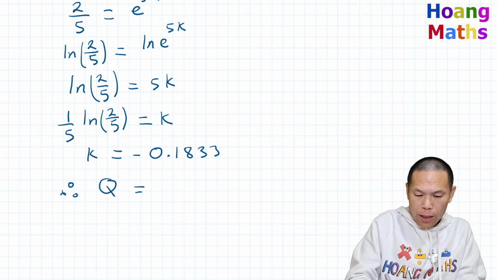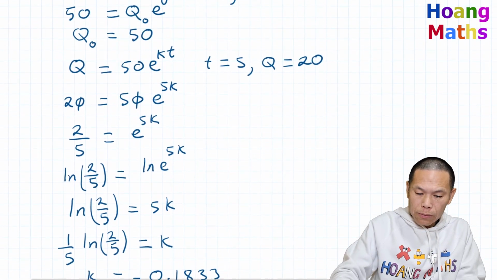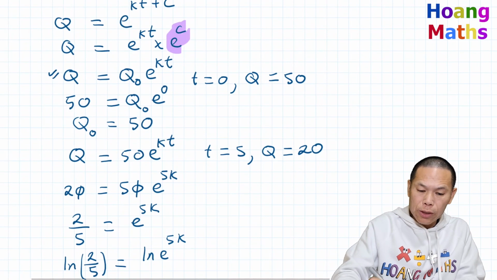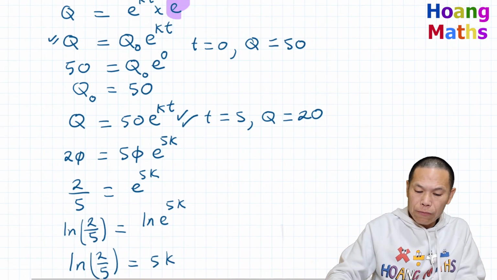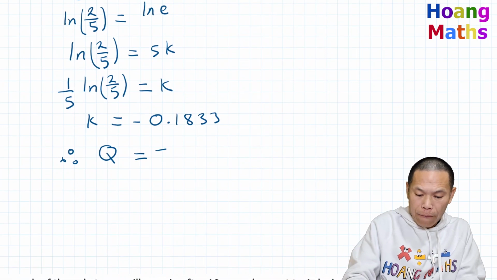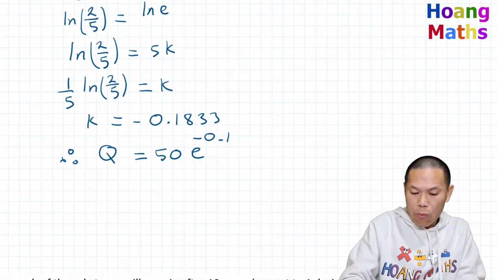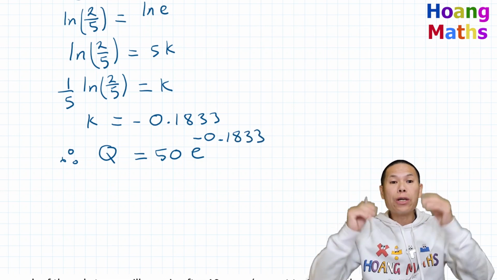So therefore the equation is Q is, we just substitute back into this equation here. So 50 e to the kt becomes 50 e to the negative 0.1833t. So there you go.